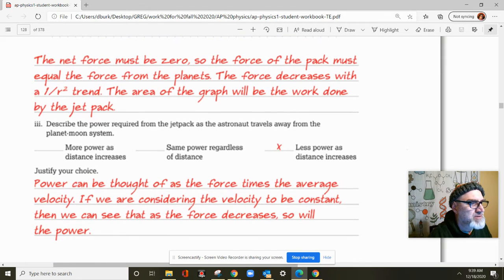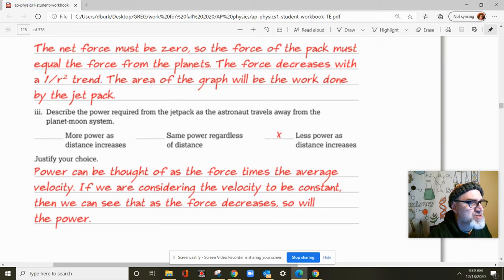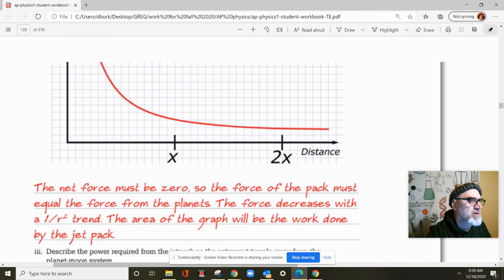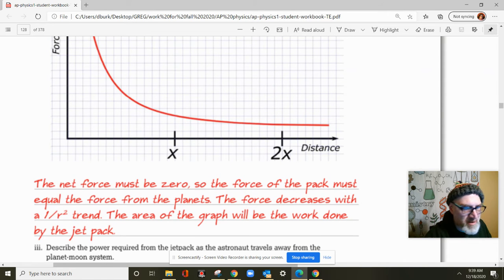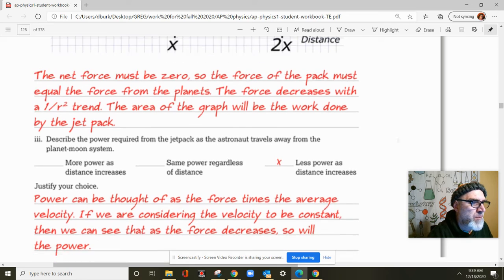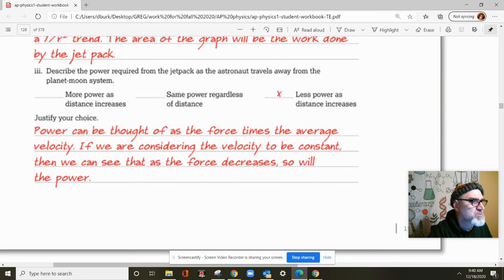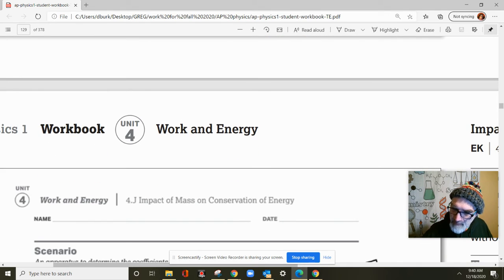Describe the power required from the jetpack as the astronaut travels away from the planet-moon system. Well, less energy, less power. It takes less energy, right? It has to push less force out as we get farther away. Less force means less work is done. Less work is done means less power is used. And they have a whole other explanation here, which is also valid. I like it. All right.